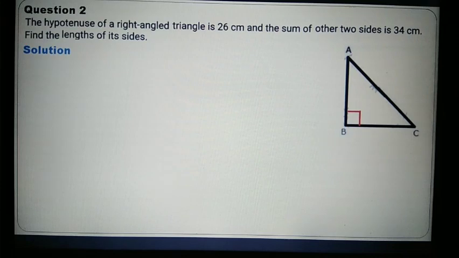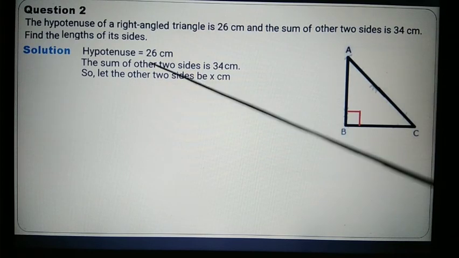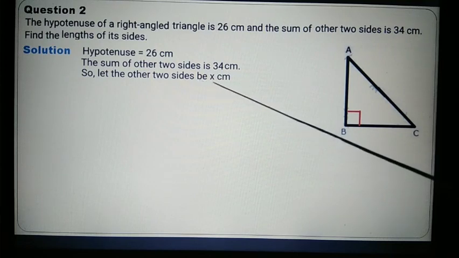Okay, so you need to find the length of the other side. So whatever is given, I have just noted down. So the sum of the other two sides is 34 centimeter. Okay, now this is one of the other two sides. Okay, so let one of the other two sides be x centimeter. Then obviously other has to be 34 minus x, right?